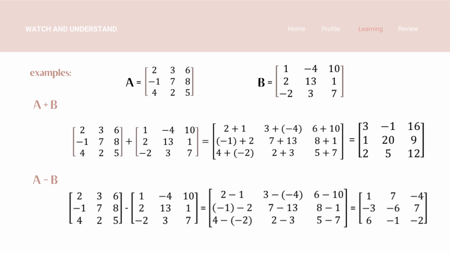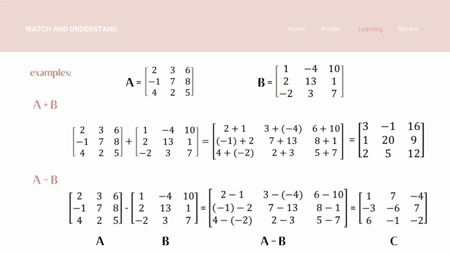2 minus 1 is 1, 3 minus negative 4 is 7, 6 minus 10 is negative 4, negative 1 minus 2 is negative 3, 7 minus 13 is negative 6, 8 minus 1 is 7, 4 minus negative 2 is 6, 2 minus 3 is negative 1, and lastly, 5 minus 7 is negative 2. Matrix A minus matrix B is equal to matrix C, which is this matrix. So that's how you solve two matrices.